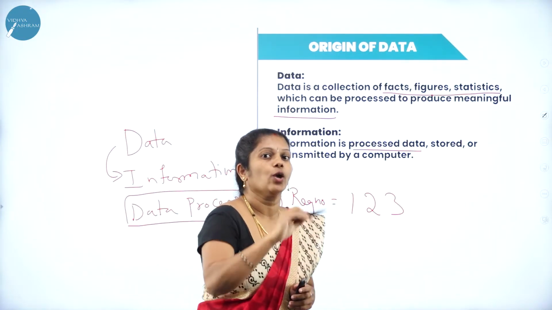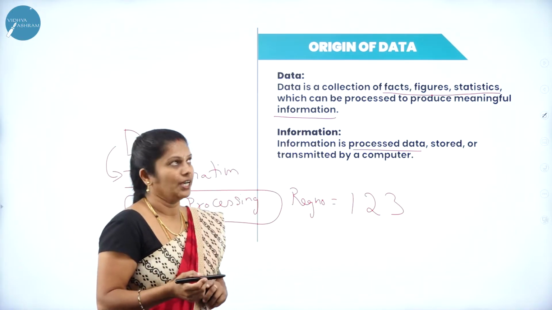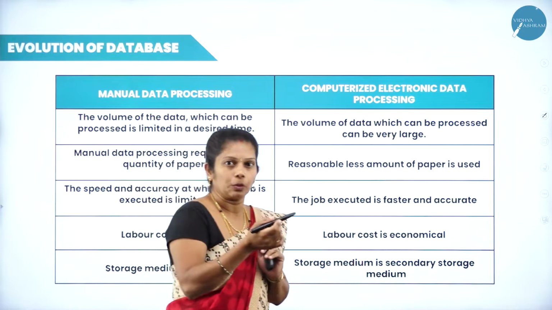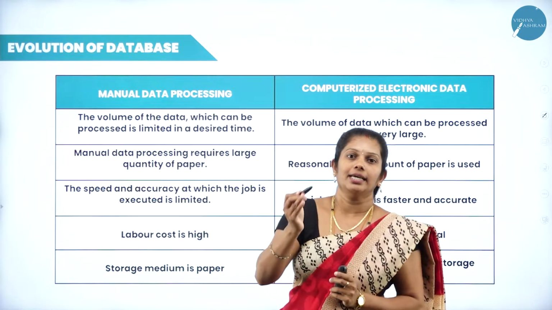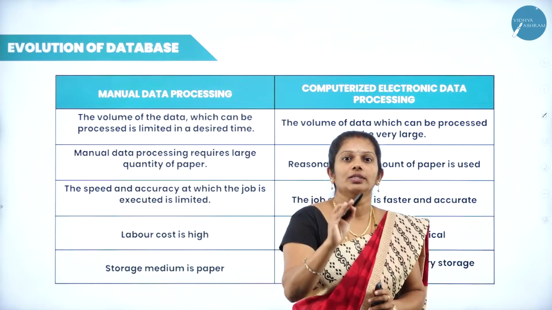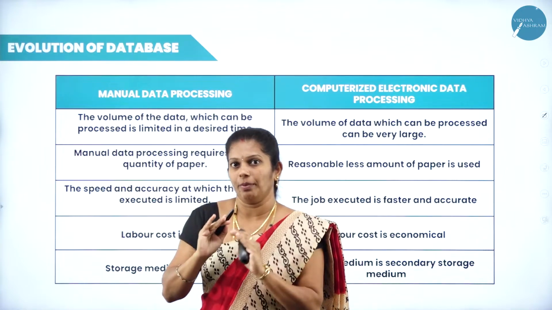After processing, whatever result you are getting, that can be called information. Electronic data processing means that when you process the data by using some electronic device, that can be called an electronic data processing system. Generally, we will discuss one by one.